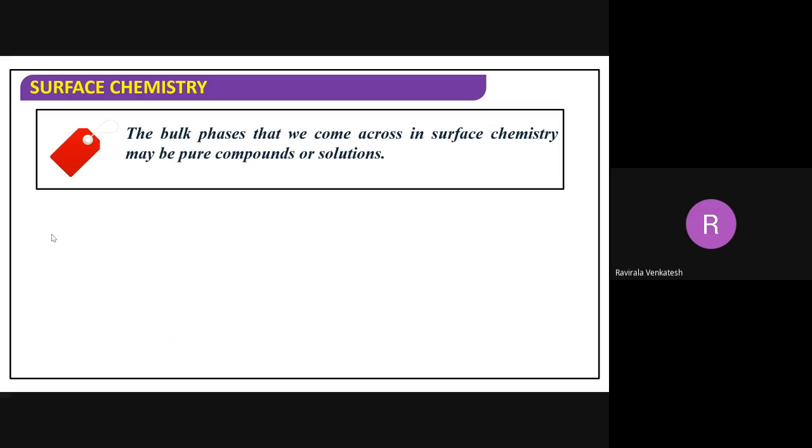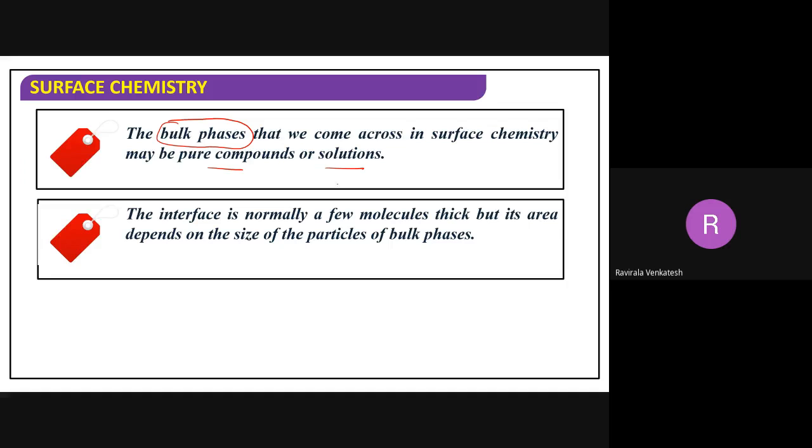The bulk phase that we come across in surface chemistry may be pure compounds or solutions. Wherever we see bulk, the major amount of phases that we come across here are pure compounds or solutions. Second point, the interface is normally a few molecules thick, but its area depends upon the size of the particles of the bulk phase.